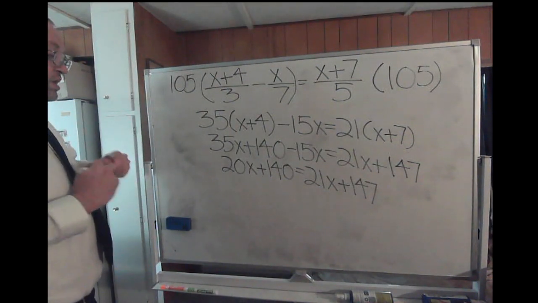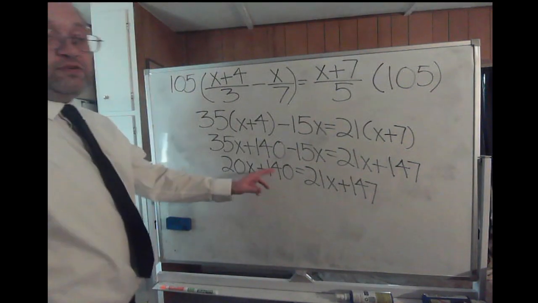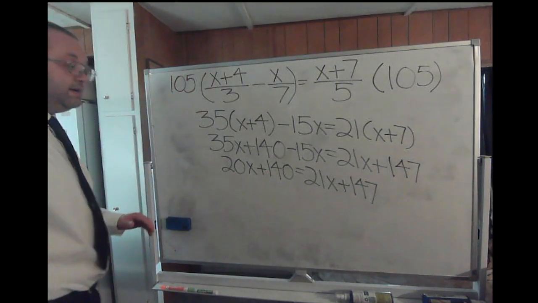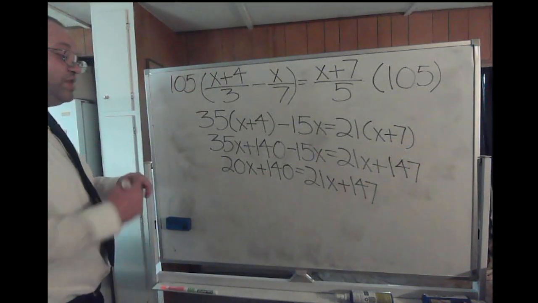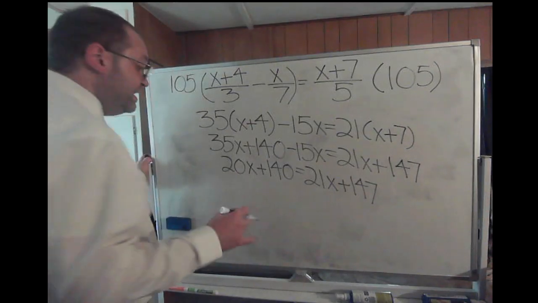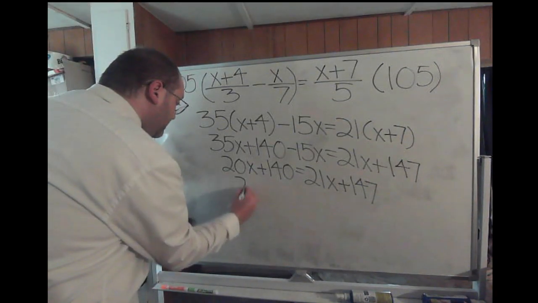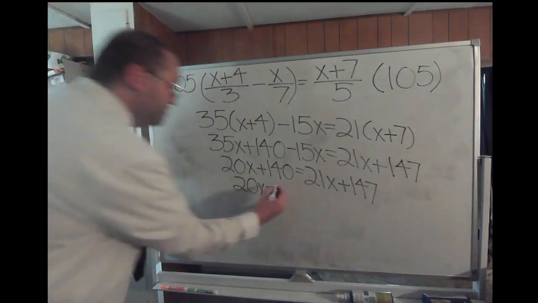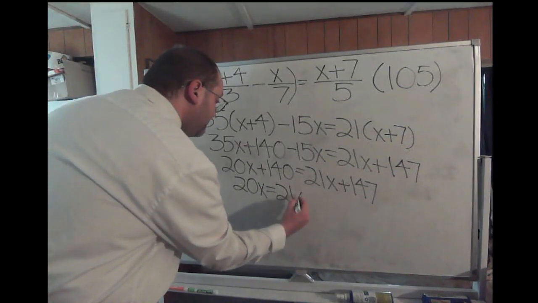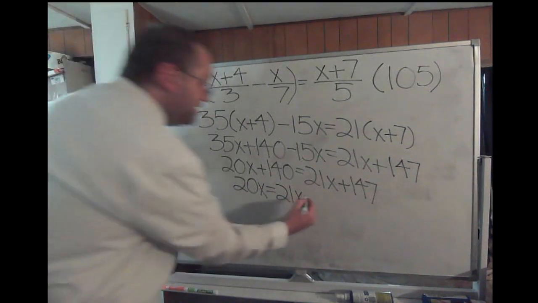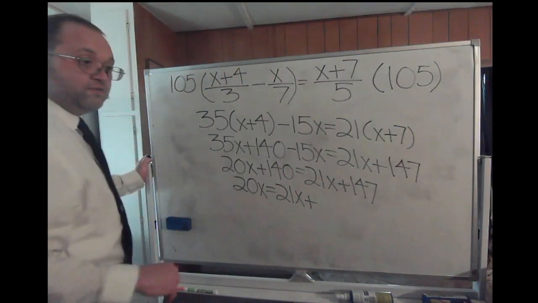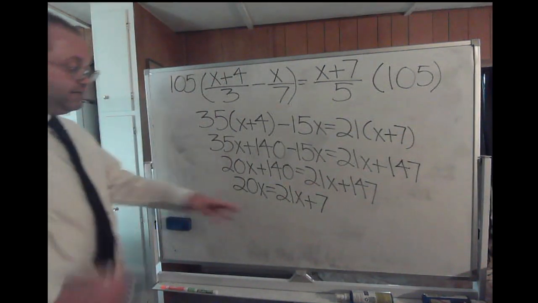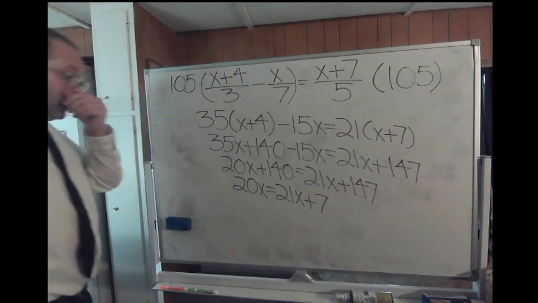Alright, well, we have 20x plus 140 on the left-hand side. We just want to get that 20x by itself, right? In order to do that, we have to subtract 140 from the left-hand side. So if you do that, you will get 20x on the left-hand side. That'll be equal to still 21x. Now you have plus 147 minus 140, well, that would just be 7. So now you have 20x equals 21x plus 7.